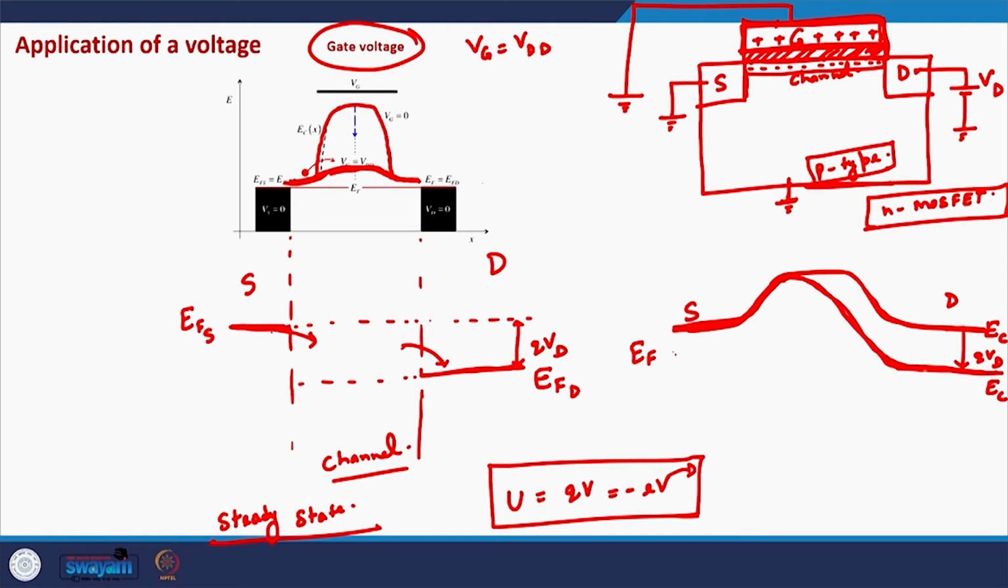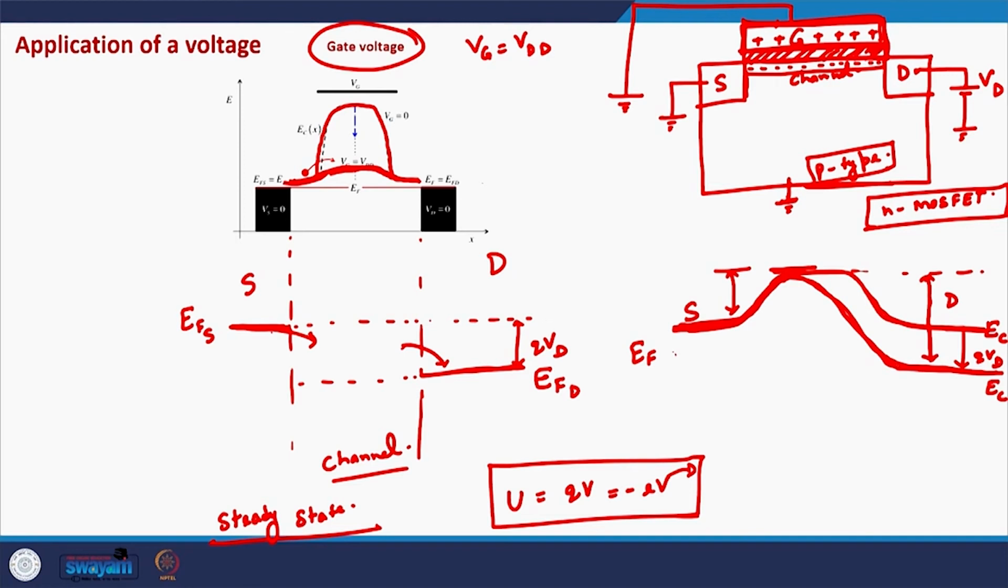So if a positive voltage is applied on the drain terminal, this drain side conduction band minima will go down, and now an interesting situation actually starts happening in the system. Now what happens is that the height of the barrier from the source side, which is this height, and the height of the barrier from the drain side, which is this, they are not the same now.